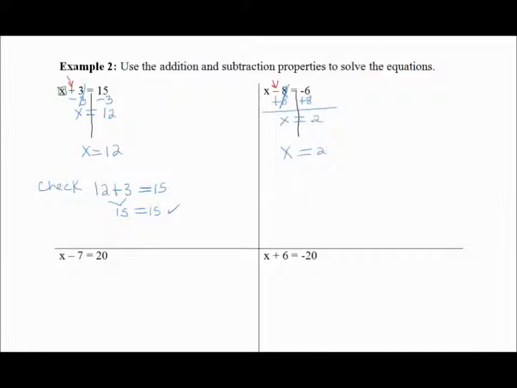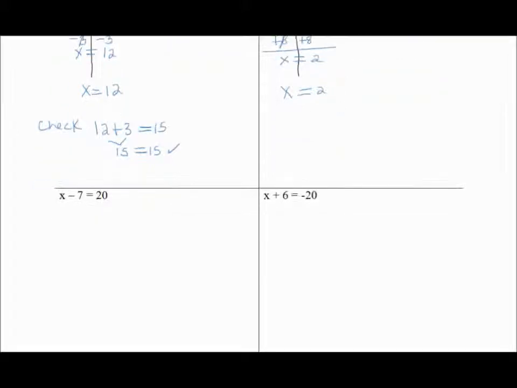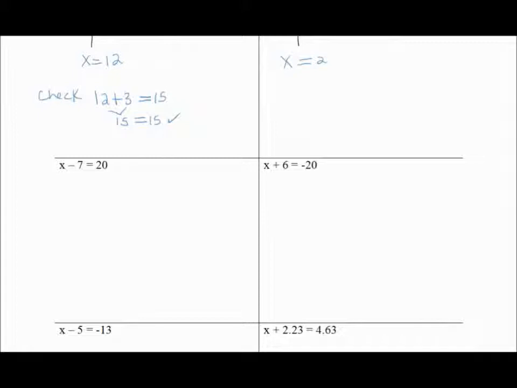Okay? Let's try one more together. Okay, let's look at this one. I have x minus 7 is equal to 20. I focus on the minus 7. I know I have to do the opposite. Draw my little line going down. Help me remember what I'm doing. So if I have x minus 7, the opposite of minus 7 is plus 7. So I'll need to add 7 to both sides.